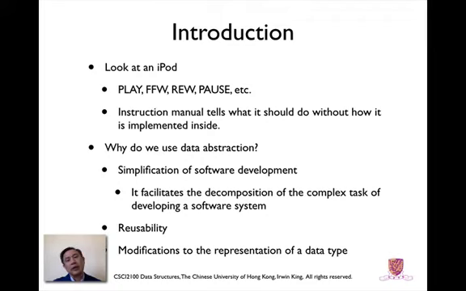As you can see, there is a separation of how you specify a function from how it can be implemented underneath. And this is why we also use what we call data abstraction. Data abstraction helps us to simplify software development by decomposing the complexity of developing a software system by separating the specification from the implementation.